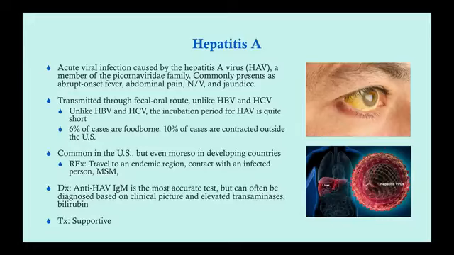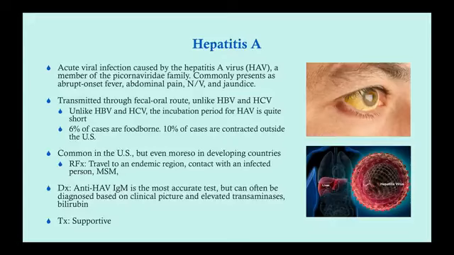And unlike hepatitis B and hepatitis C, the incubation period for hepatitis A is very short. We're talking on the order of 10 days to 2 weeks. 6% of cases are foodborne, 10% of cases are contracted outside of the U.S., which sounds like a small amount, but when you consider that not that many people travel outside the U.S., your risk of contracting hepatitis A if you leave the U.S. is quite high. It is common in the U.S., but even more so in developing countries. So some of the risk factors include travel to an endemic region, contact with an infected person, and being a man who has sex with men.